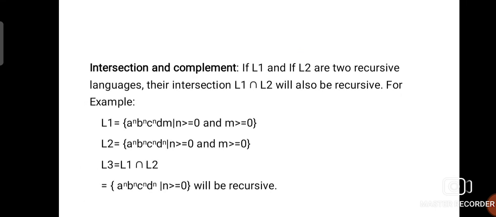If L1 and L2 are two recursive languages, their intersection L1 intersection L2 will also be recursive. For example, L1 is one language pattern and L2 is another language pattern. L3 is the intersection of both languages, that is L1 intersection L2. Now the resultant language will be of the format a power n, b power n, c power n, d power n. The resultant language will have the same format as the second language L2. So the resultant language will also be recursive.